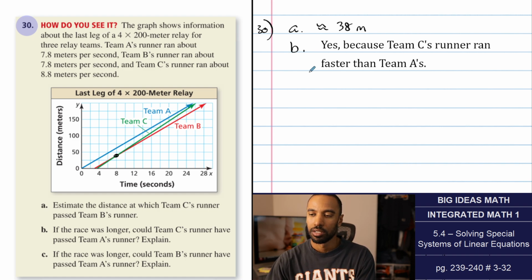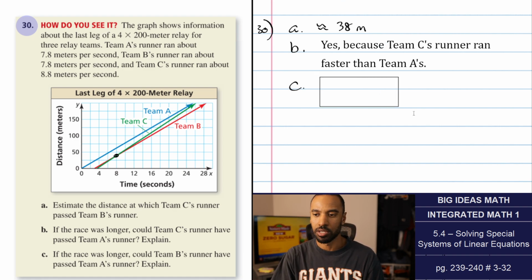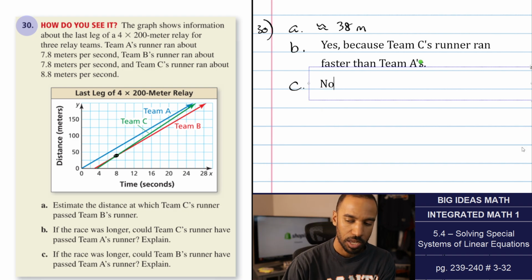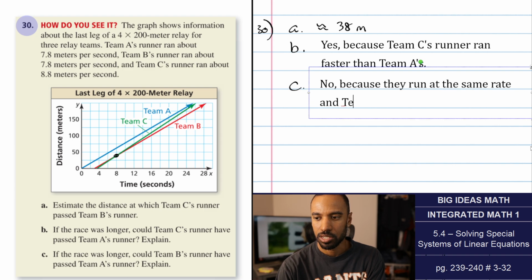Yes. Part C, if the race was longer, could Team B's runner have passed Team A's runner? Explain. No, not at those speeds. No, because they ran at the same rate. They run at the same rate, and Team B was already behind.